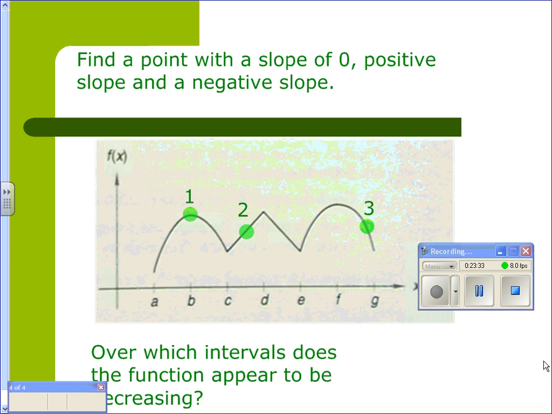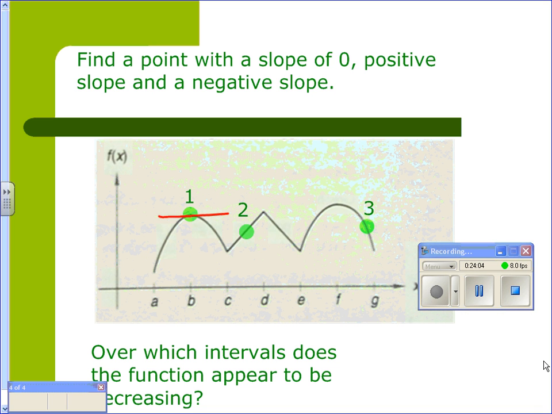It says find a point with a slope of 0. Well, 1, 2, or 3. Which one has a point with a slope of 0? What does a slope of 0 look like? A flat line, a horizontal line. Is that a horizontal line? Pretty close. Do y'all see how that works? Any questions on that?